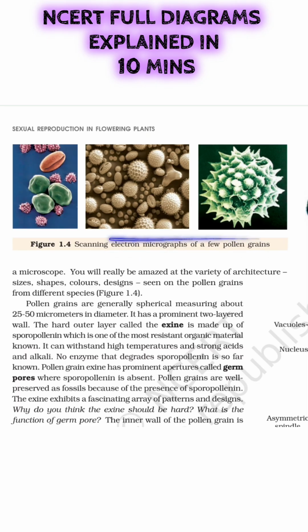This is figure 1.4, scanning electron micrographs of a few pollen grains. As we already know, the variety of architecture, that is sizes, shapes, colors and designs seen in pollen from different species is being shown here. So you can see how the pollen grains actually look. They look different in size, shape, color and design. There are a lot of varieties that is being mentioned in this particular figure.